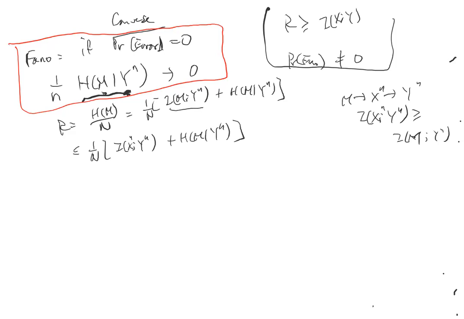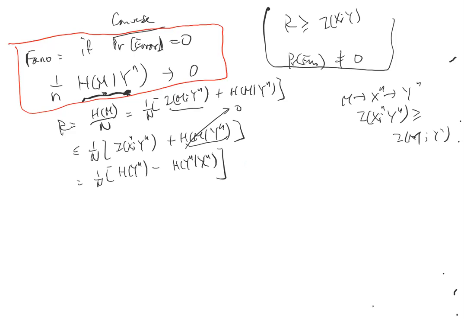And then I can expand this guy: H(Y^n) minus H(Y^n given X^n), right? Plus, okay, this term I can just forget about, right? Because this will go to 0. If probability of error goes to 0, using Fano's, this will just go to 0. So let's forget about this. So I only have these two terms here, right?